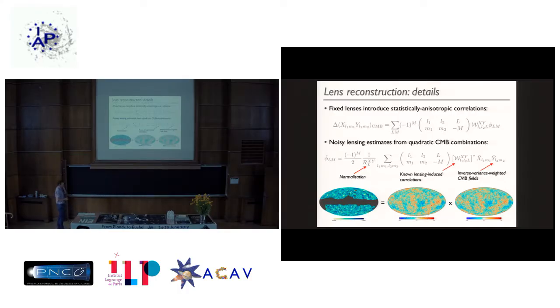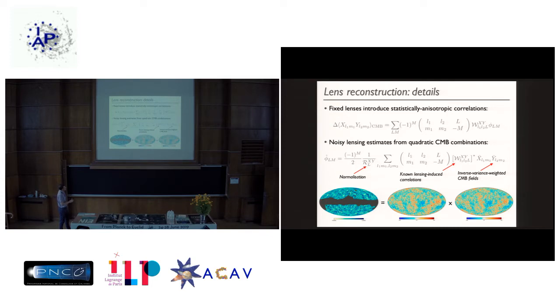In practice, the way this works is that we use quadratic estimators that were first introduced by Wayne Hu, who's here, and collaborators. The idea is that in the presence of fixed lenses, if you imagine, you can't do this in practice, but imagine you were able to average out the primary CMB fluctuations, what you would find is that you get statistically anisotropic correlations in the CMB. That just means that modes at different multipoles L and M become correlated, and they're correlated because of the presence of lensing. Using this, you can construct estimators which are quadratic in the observed CMB fields, and use those to reconstruct the lensing potential.